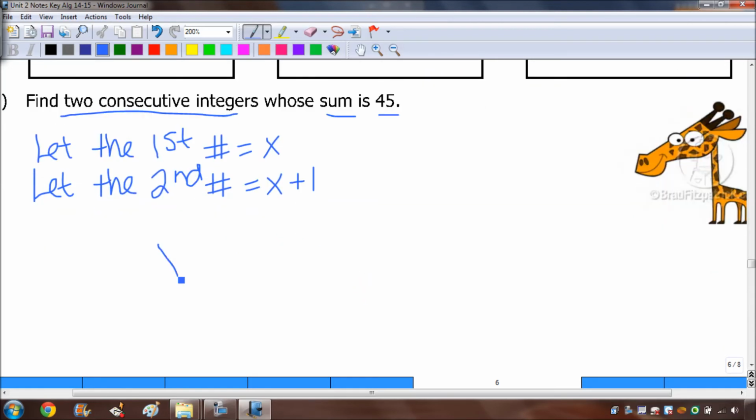So I'm just going to take each integer. Here's my first integer. Here's my second integer. I'm just going to add them together, and it's going to equal 45. All right. Now solve it like you would solve any equation.